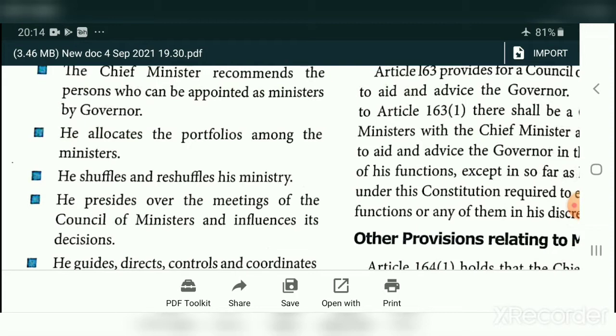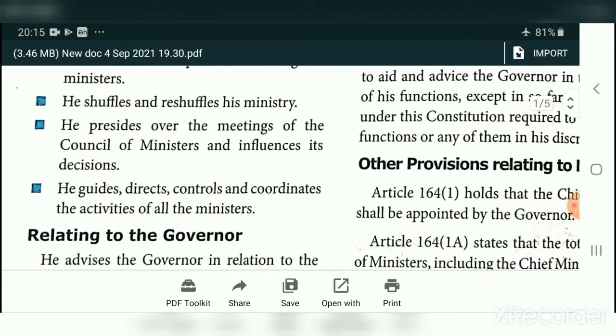He shuffles and reshuffles his ministry. He changes or rechanges his council of ministers. If he appointed a person as education minister, and he wants to change him to another department, he can do it. It is in the hands of the chief minister.